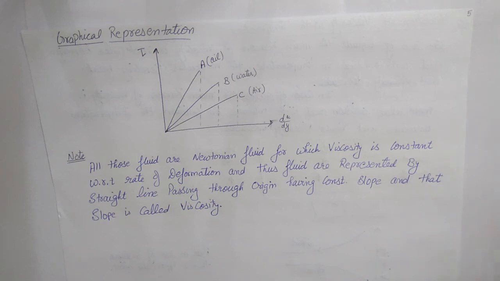We can further understand it by the graphical representation, where on the y-axis it is mentioned to be shear stress, that is tau. On the x-axis it is the velocity gradient, that is du upon dy, and A is marked for the oil, B is marked for water, and C is marked for air. All those fluids are Newtonian fluids, for which viscosity is constant with respect to the rate of deformation, and thus fluids are represented by a straight line passing through the origin having constant slope, and that slope is called the viscosity.